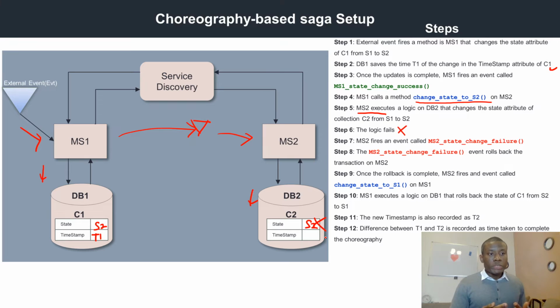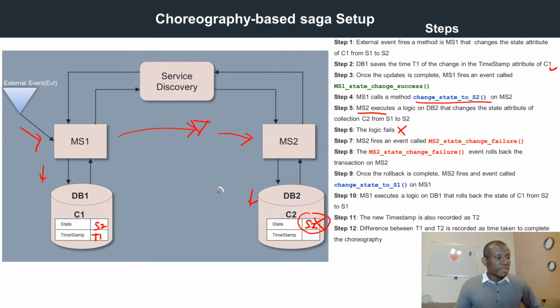So MS2 is going to fire an event called MS2 state change failure, meaning that it's just saying I can't do this. It's telling the other service now I have failed. This operation cannot be performed at my end. Now MS2 state change failure rolls back the transaction at this point. So this transaction is rolled back.